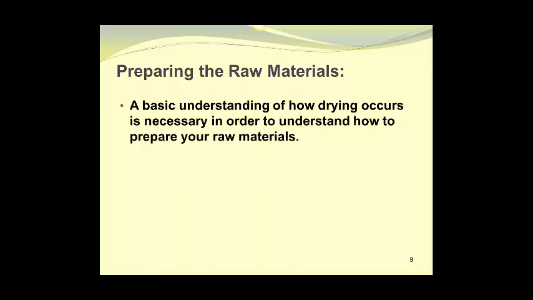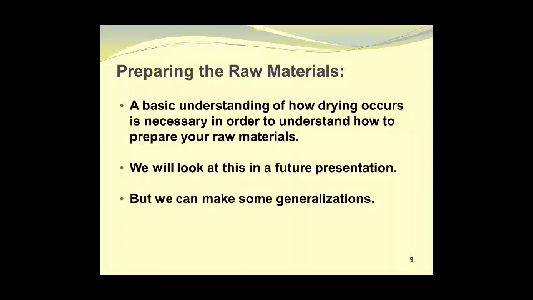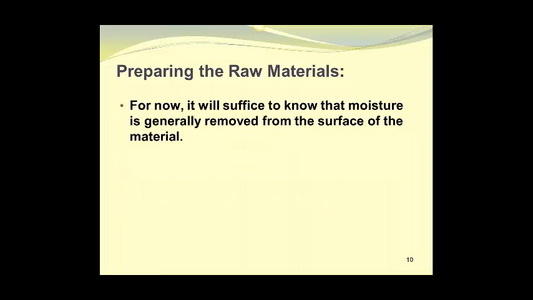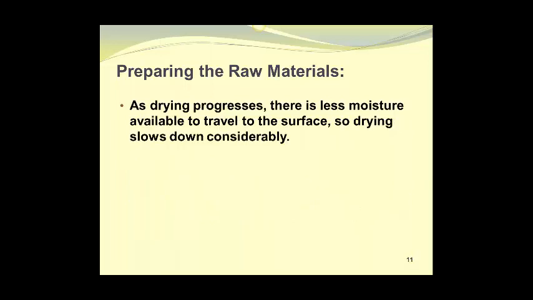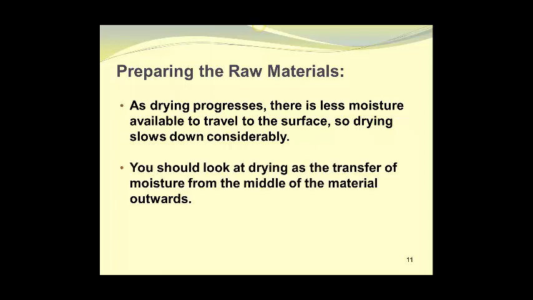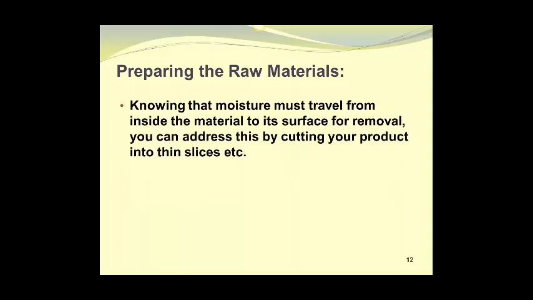A basic understanding of how drying occurs is necessary in order to understand how to prepare your raw materials. We'll look at this in a future presentation, but right now we can make some generalizations. For now, it will suffice to know that moisture is generally removed from the surface of the material. Once the initial water is removed from the surface, additional water removal relies on moisture traveling from the inner portions of the material to the surface, where it can evaporate. As drying progresses, there is less moisture available to travel to the surface, so drying slows down considerably. You should look at drying as the transfer of moisture from the middle of the material outwards.